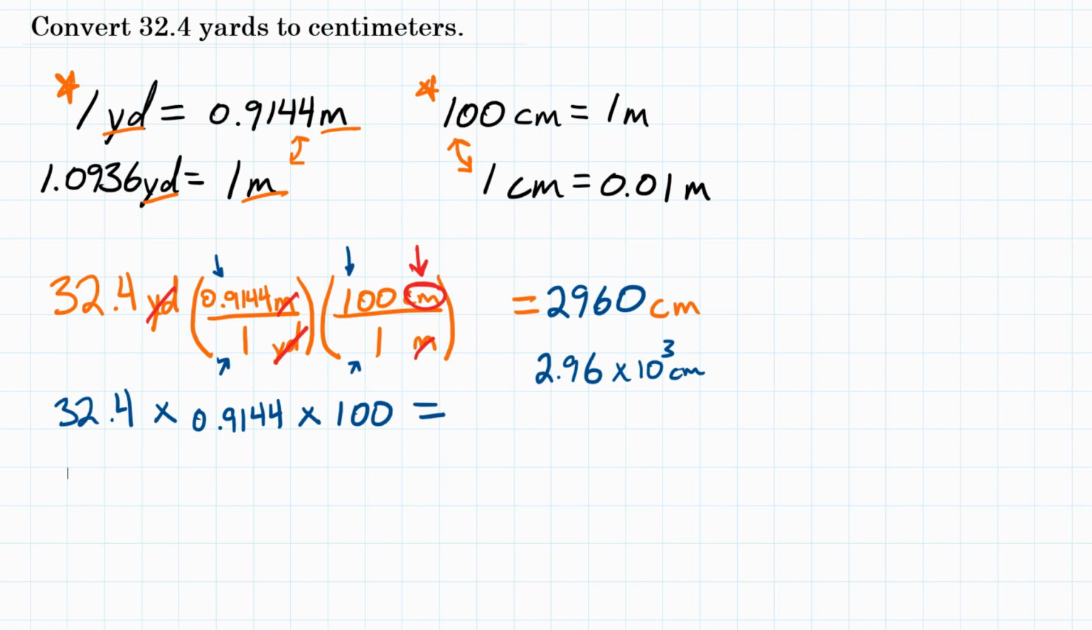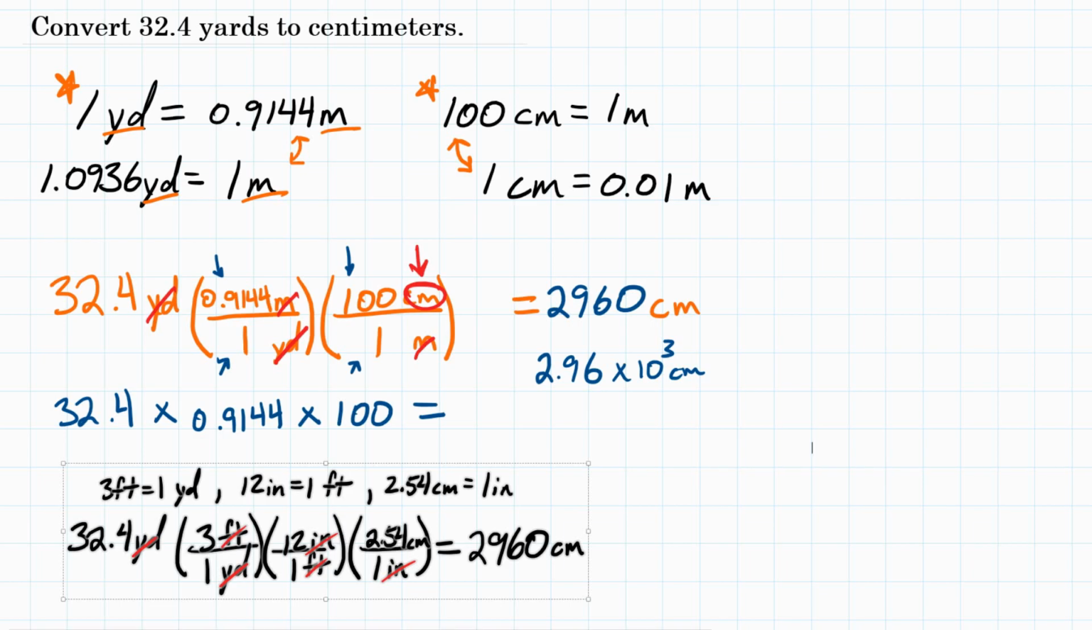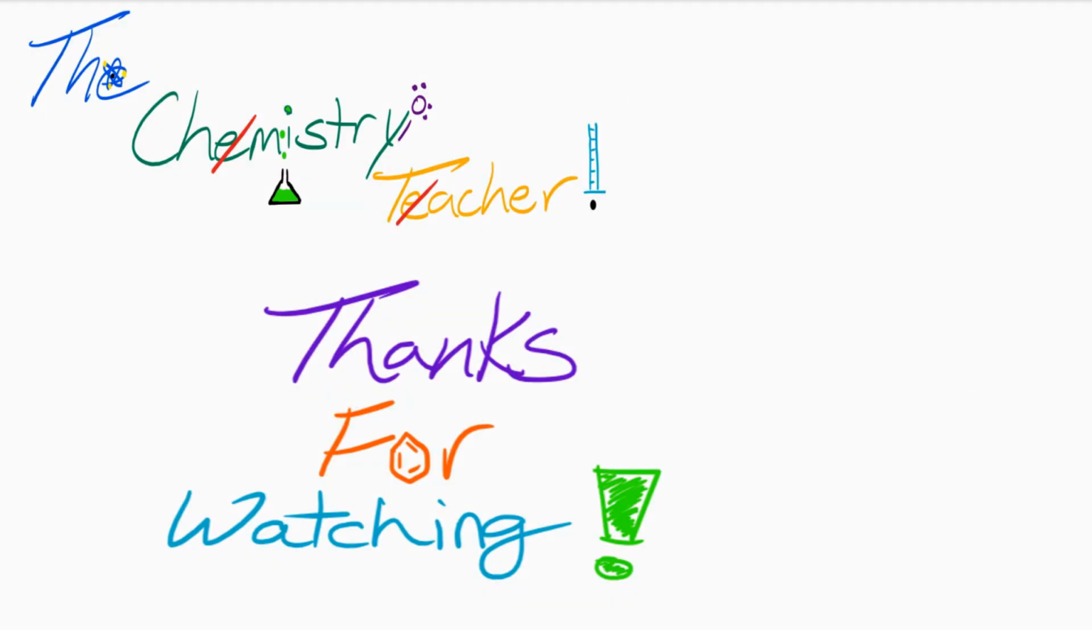Now, say you have different relationships potentially. There are other ways to solve this problem. For instance, here would be the step-by-step dimensional analysis if we use the relationships of yards to feet, feet to inches, and then inches to centimeters. So just another way you could also solve this problem given different relationships. All right, so final answer for converting 32.4 yards to centimeters, we will get 2,960.